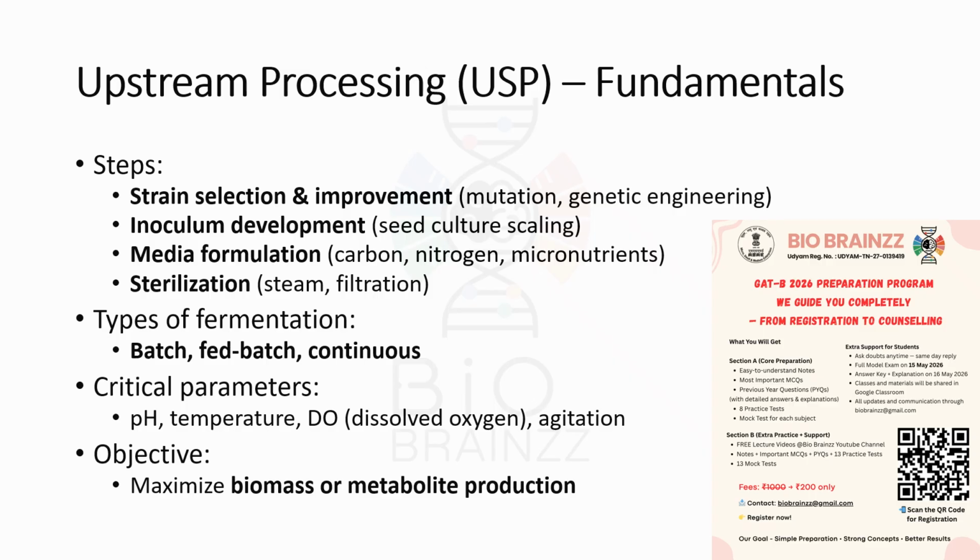Upstream processing includes all the preparatory steps required before the actual production phase in a bioprocess. It begins with strain selection and improvement, which may involve mutation or genetic engineering to enhance productivity. This is followed by inoculum development, where seed cultures are scaled up to prepare for large-scale fermentation.